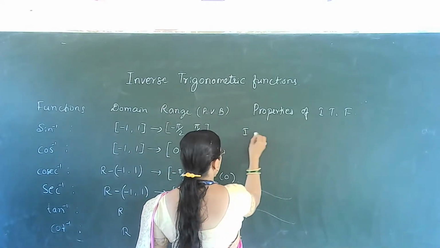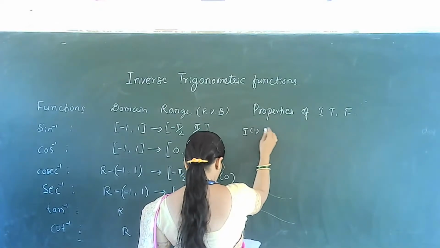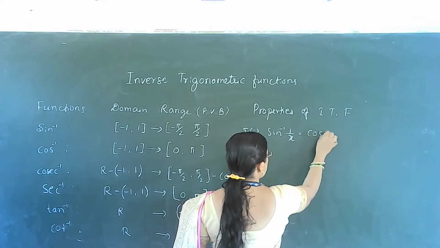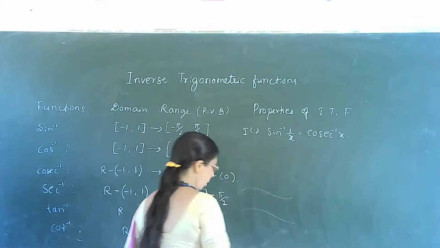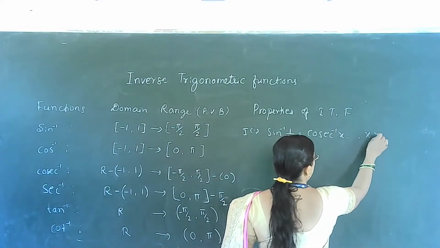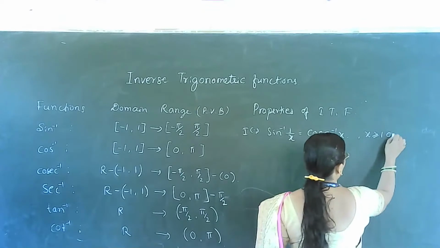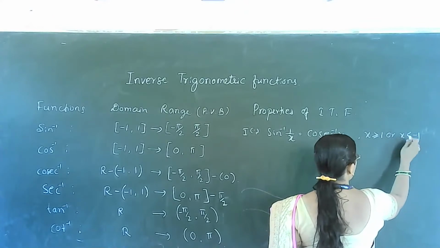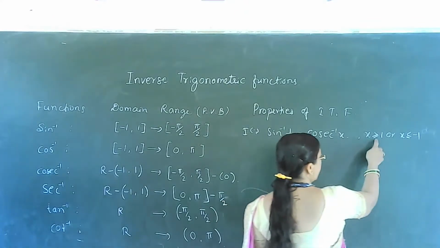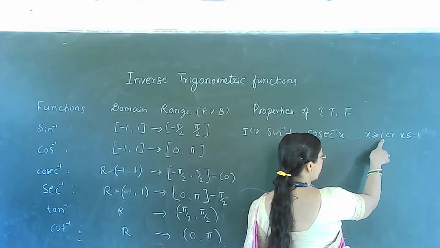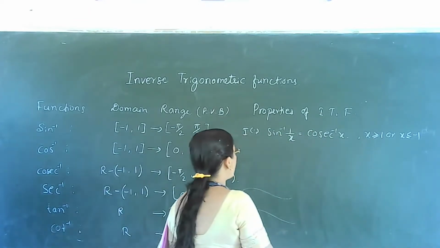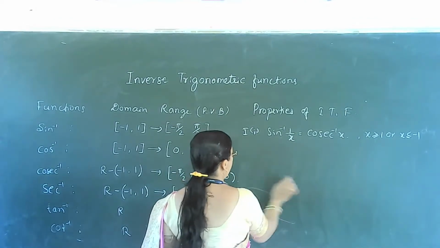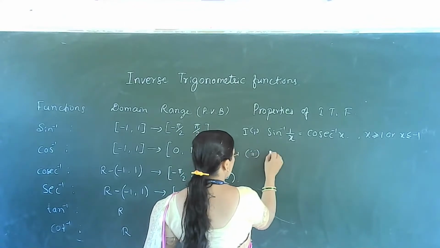Already discussed them. First type: sin inverse of 1 by x is equal to cosec inverse x, where x is greater than or equal to 1 or x is less than or equal to minus 1. Here this is verified.